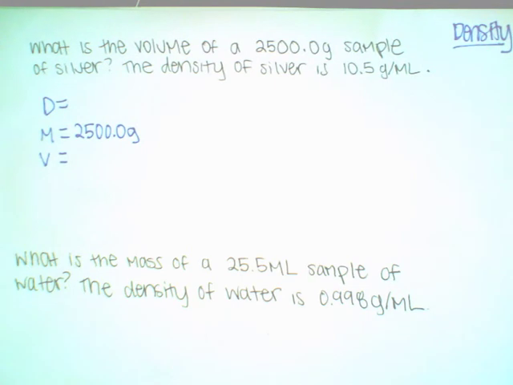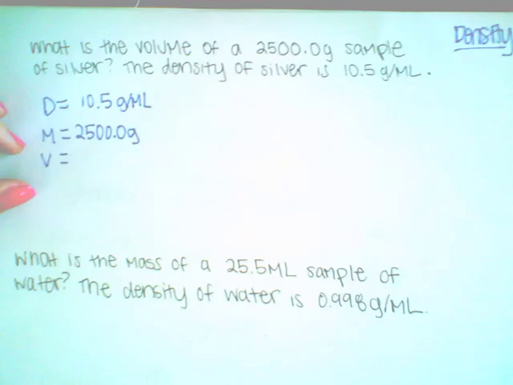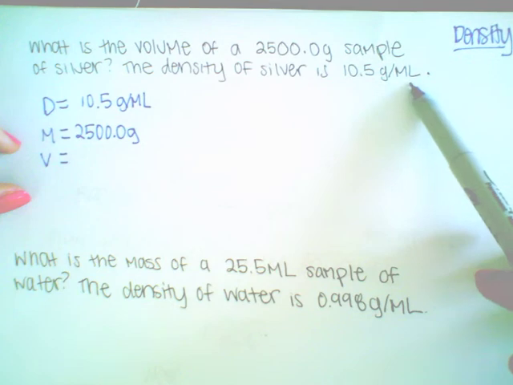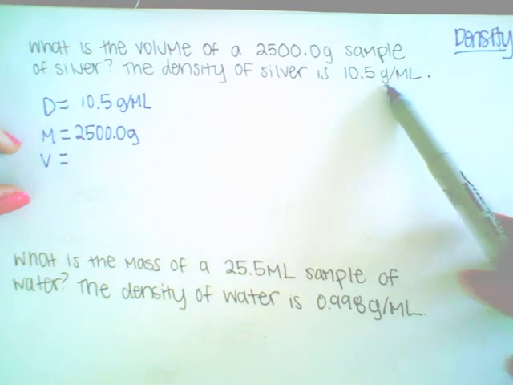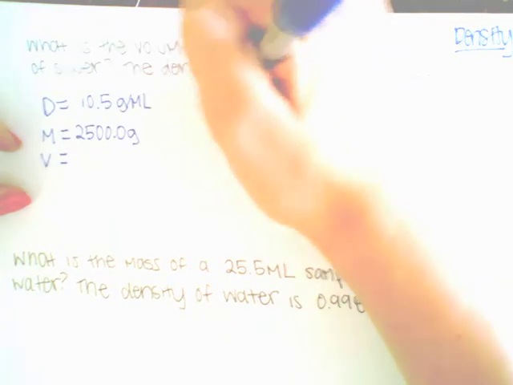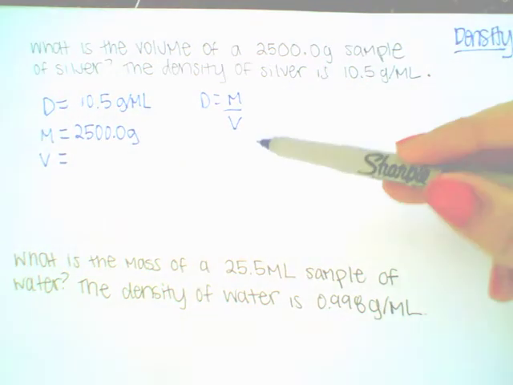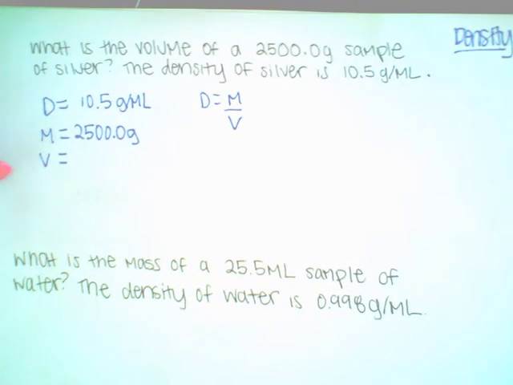Then it says the density of silver is 10.5 grams per milliliter. It very clearly states that the density is 10.5. But I also know that density is mass per unit volume. There's going to be a mass unit divided by a volume unit because density equals mass over volume. The question says, what is the volume? So that is our unknown.